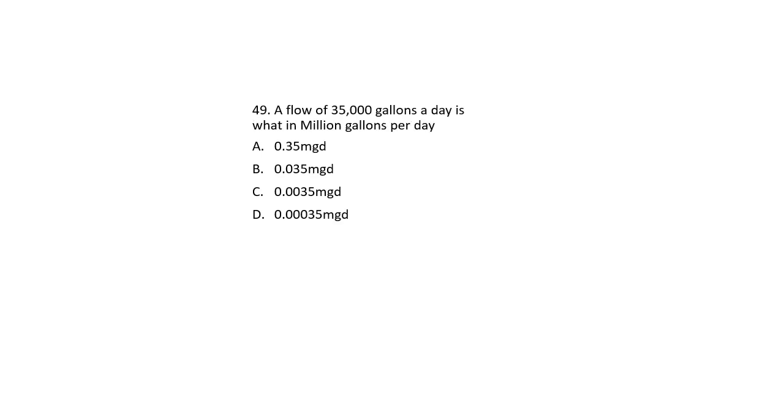A flow of 35,000 gallons a day is what in million gallons per day? 0.35 mgd, 0.035 mgd, 0.0035 mgd, or 0.00035? 35,000 gallons divided by a million, and the answer is going to be B, 0.035 mgd.